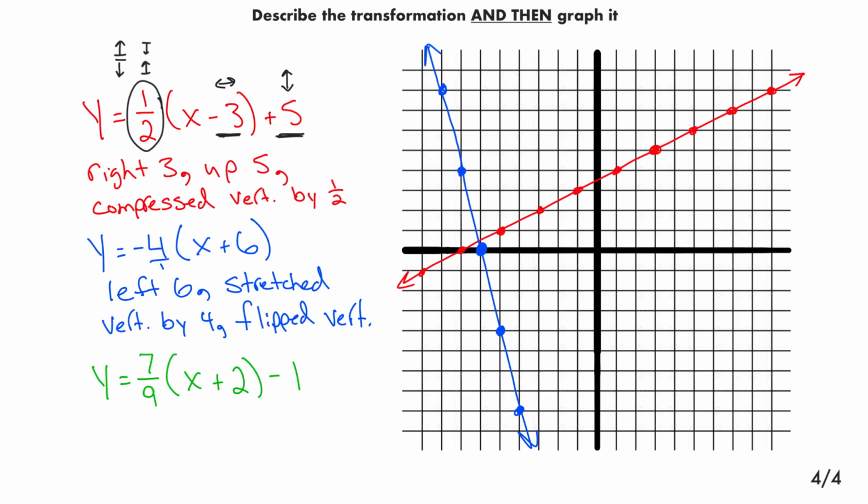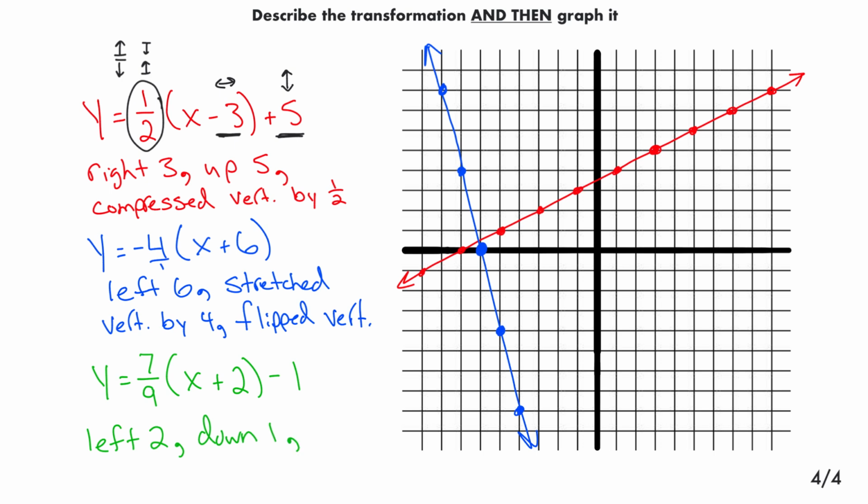And then finally, I have the green problem. It looks more challenging because of the fraction. It's not. The plus 2 inside the parentheses tells me to move left 2. The minus 1 on the very outside of the parentheses tells me to move down 1.